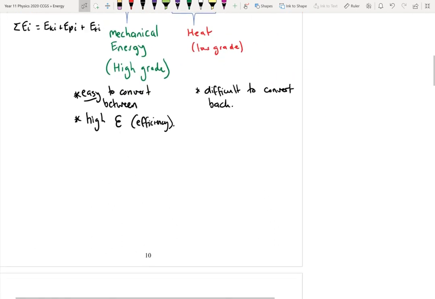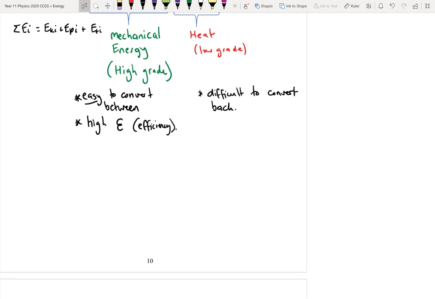Okay. As I said, not impossible, but difficult. The example that I give every year is a sort of steam engine. If we took a whole lot of coal and set fire to it in a furnace, we would be releasing all of that high-grade chemical potential. We would be creating a whole lot of heat.